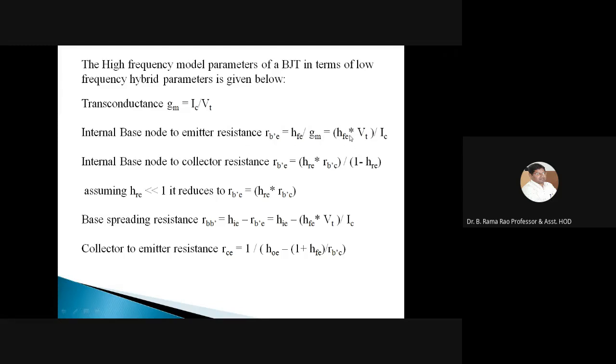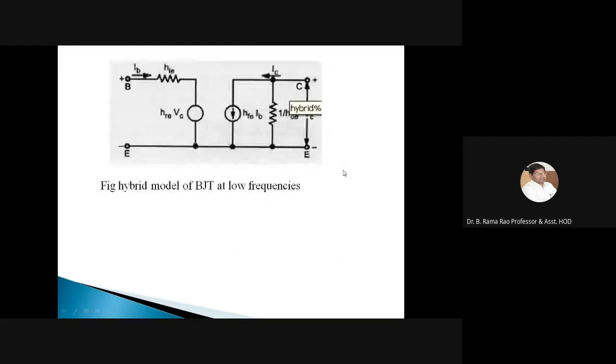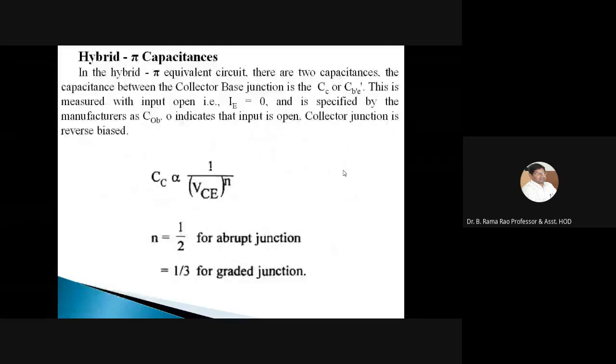Here HFE is the hybrid H parameter, so we can express the hybrid pi model in terms of the H parameter model. Similarly, the internal base node to collector resistance RB dash C is nothing but HRE into RB dash by 1 minus HFC. This is the formula which we obtained earlier.